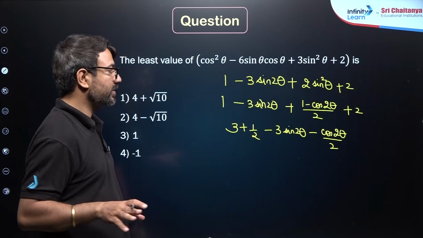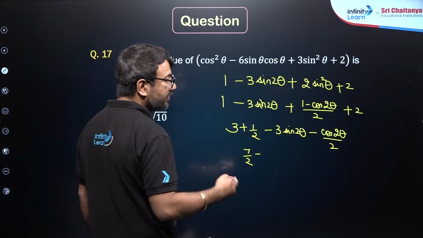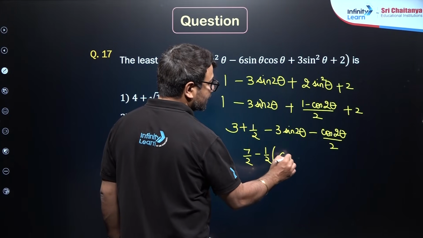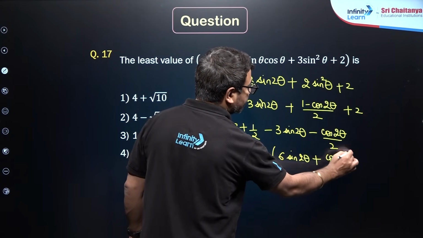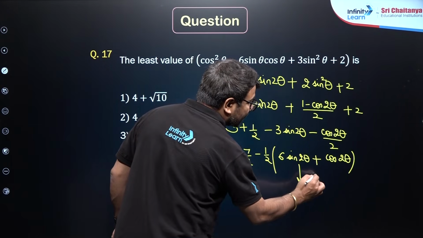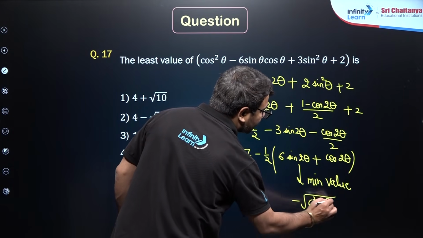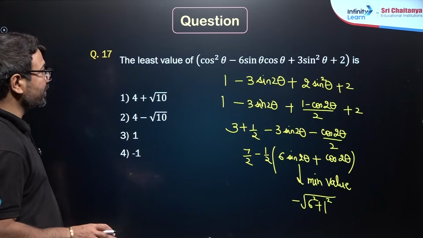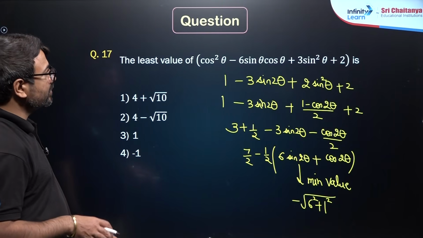I hope you are able to understand this. 3 plus a half will convert to 7 by 2. And if you take this half common, you will have 6 sine 2 theta plus cos 2 theta. Now what they want is the max value, the min value. The min value of this expression will be negative times the square root of a squared plus b squared. So you have the min value over here as square root of 37. Are you able to understand how we did this? So we got the min value as square root of 37.